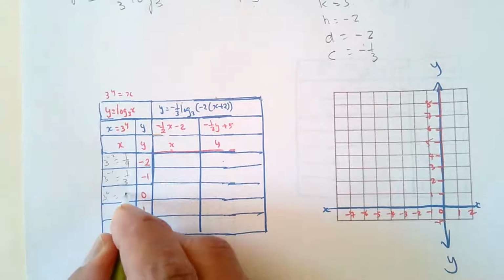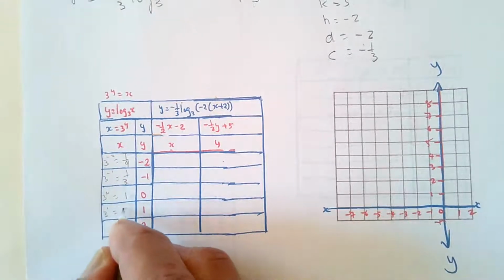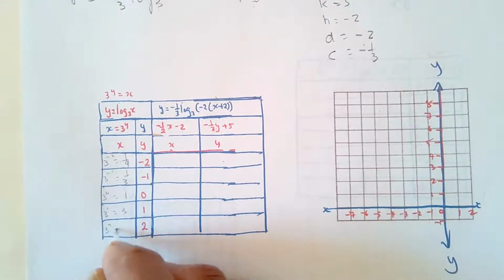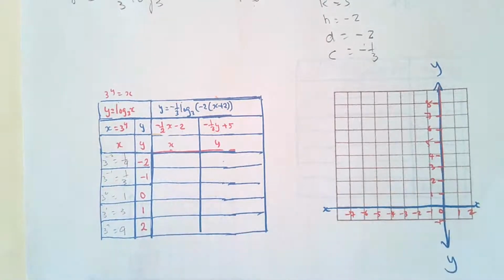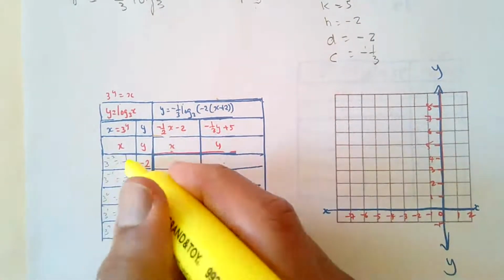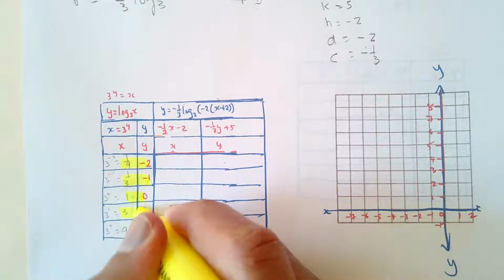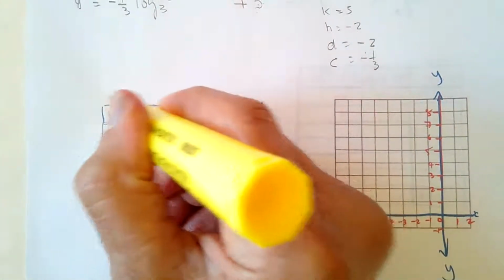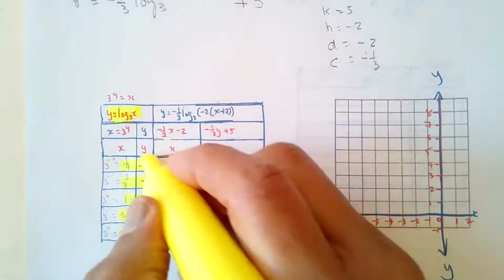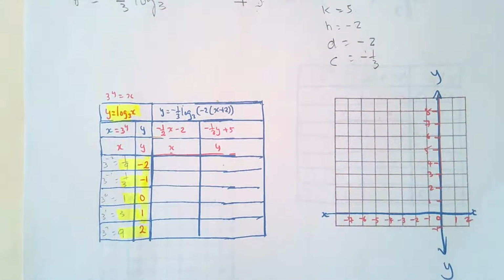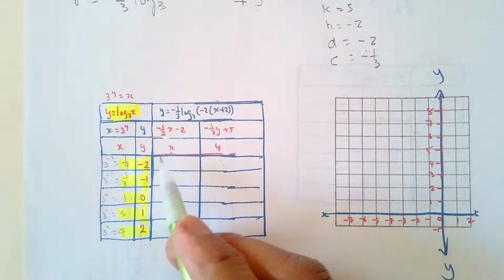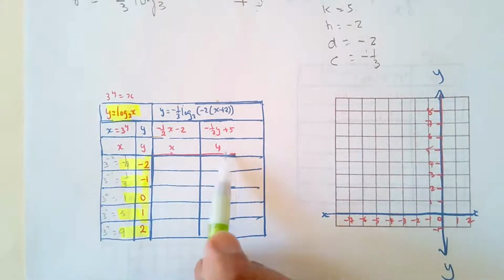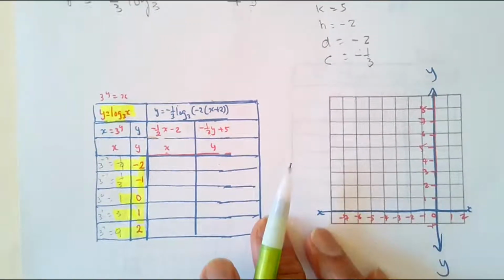3 to the 0 is 1. 3 to the 1 is 3. And 3 squared is equal to 9. So these are our points. We're not going to plot it, but if you were to plot y equal 3^x, those are your values. But we are going to use these values to create a table of values for a transformation.